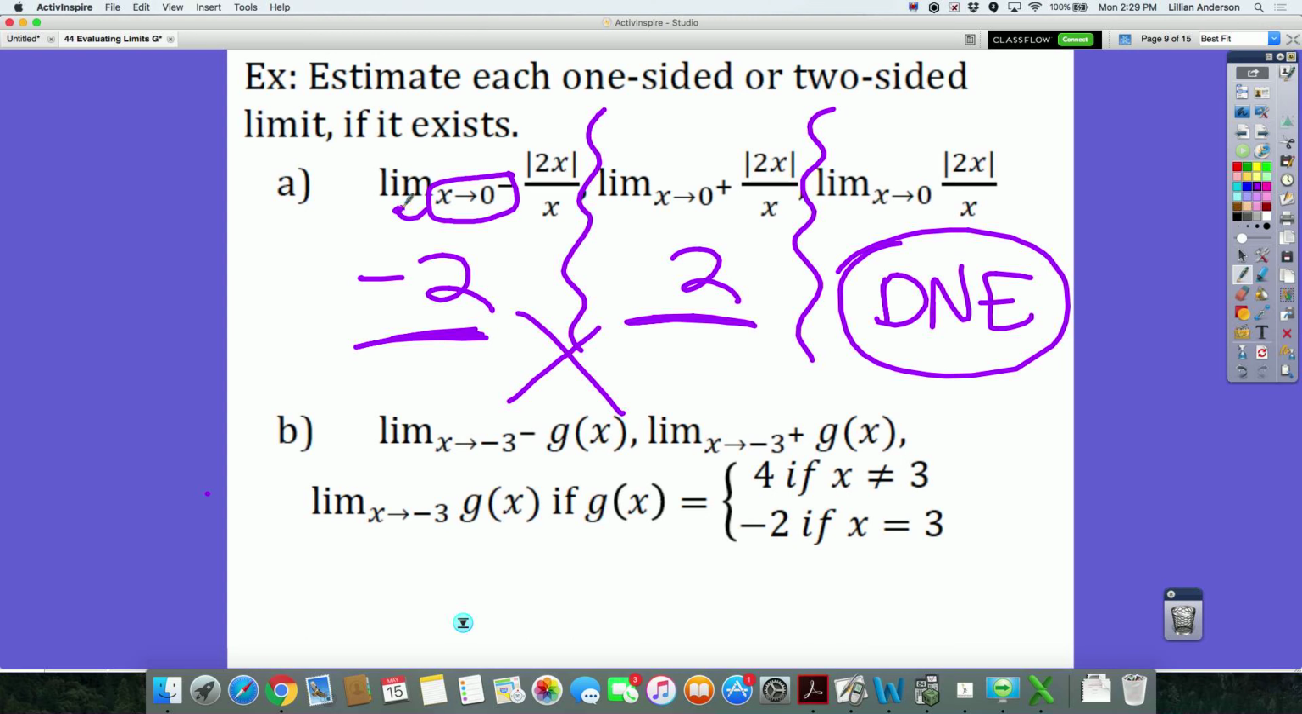All right, let's look at this one. Okay, this one we're looking for the limit as x approaches -3. Do me a favor, change these to negative. Change those to negative.